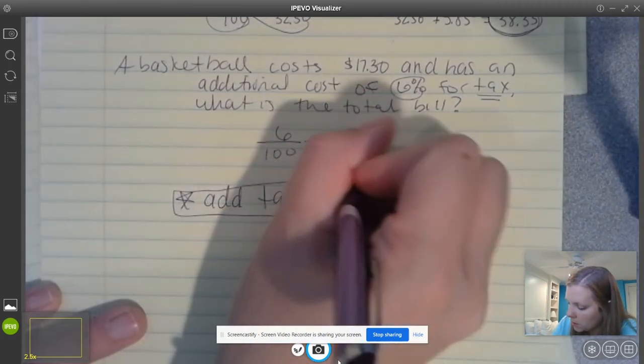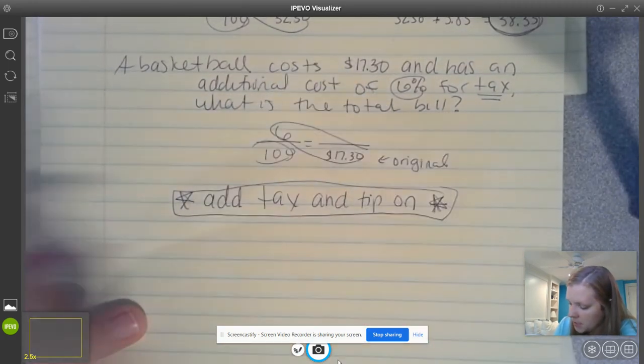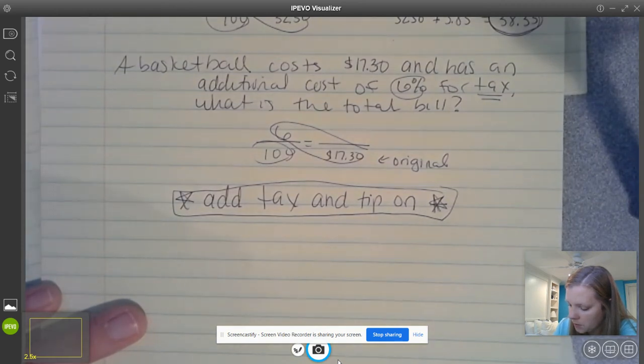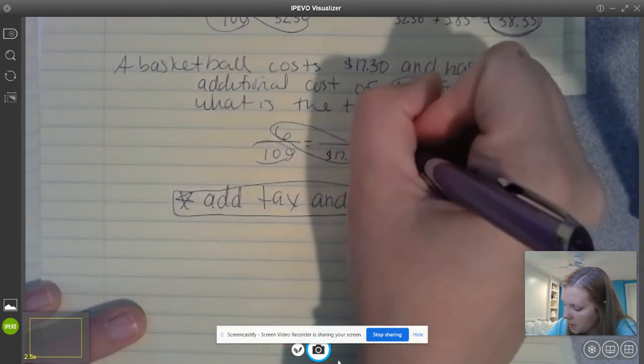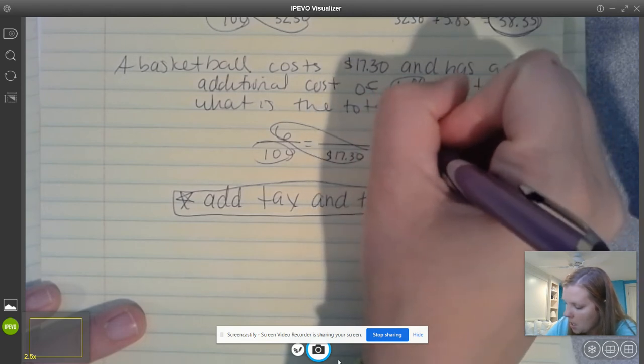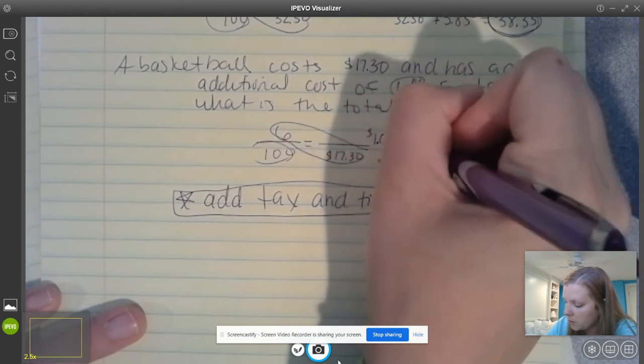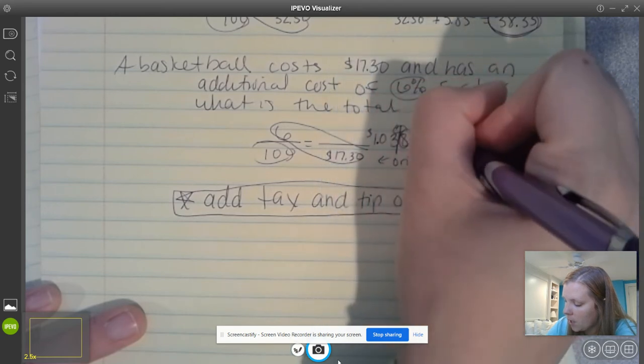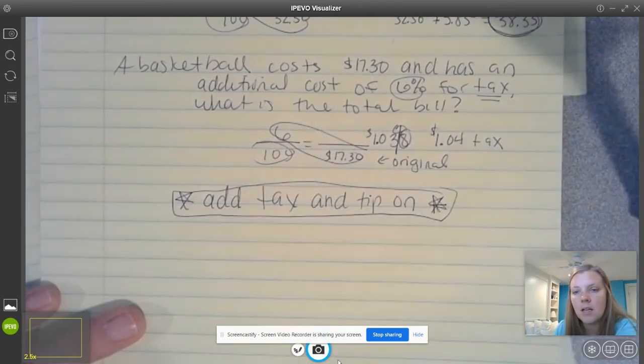And so we're going to cross multiply and divide. 6 times 17.30, divided by 100, gives me this number, 1.038. With money, we always round to the hundredths place, so this 8 would tell the 3 to go up. So this is $1.04 we pay in tax.